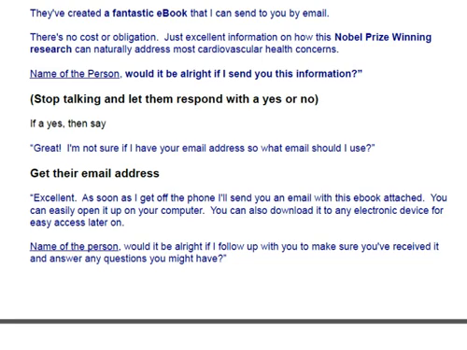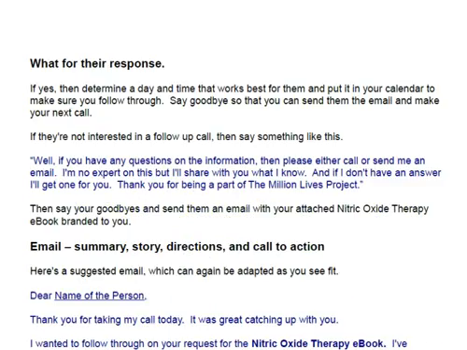Now you're going to get one of two responses to that. They're either going to say yes, and then determine a day and time that works best for them and put it in your calendar to make sure that you follow through. Say goodbye so that you can send them the email and make your next call. It's important for you to utilize your time effectively. You've done the job. They've said yes, they want it. They've said yes to a follow-up appointment. Close the conversation. Get on to your next call.